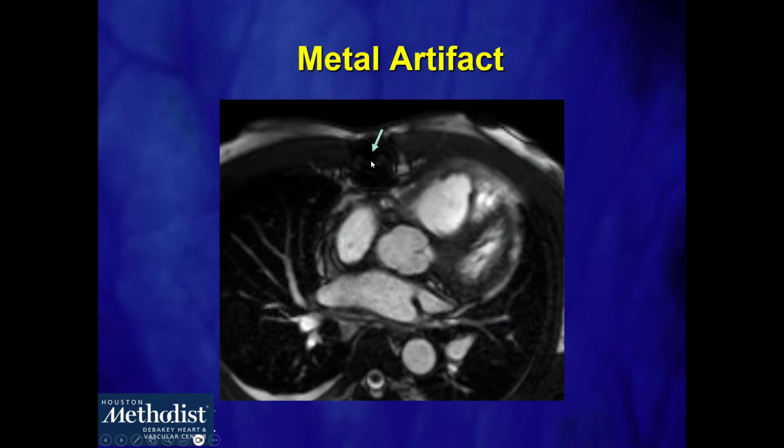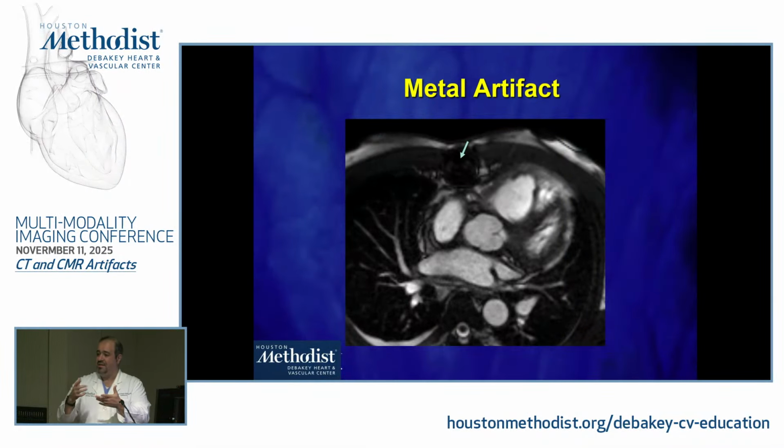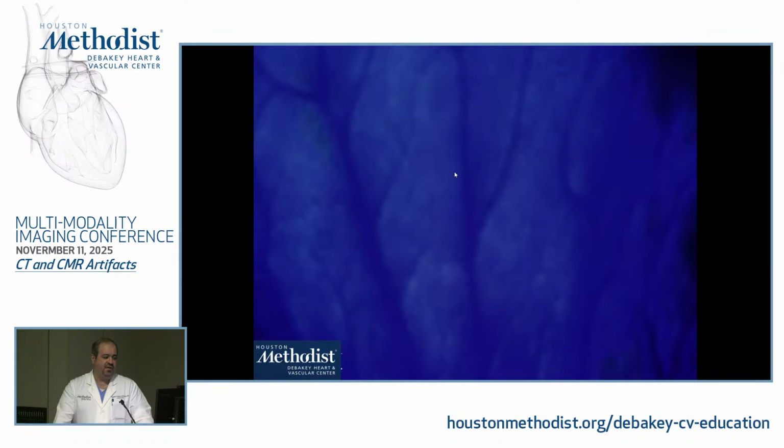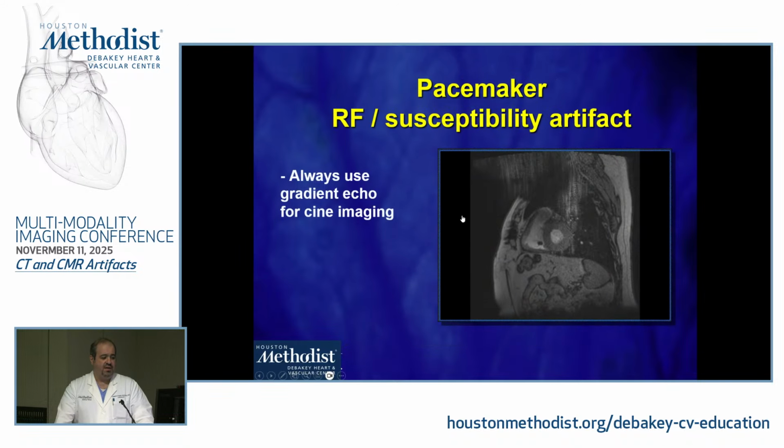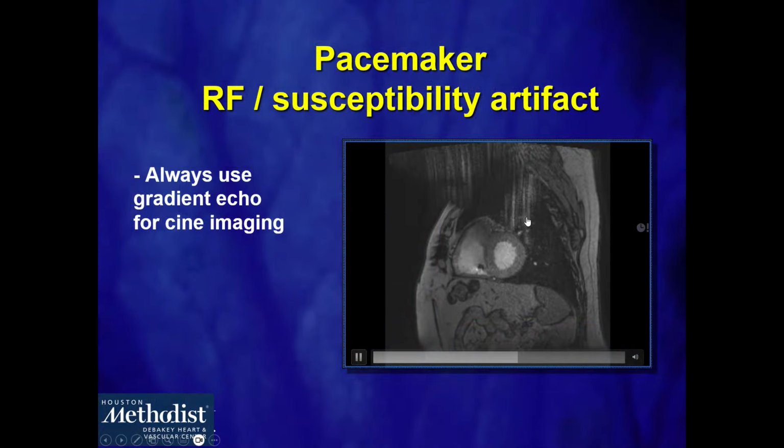Metal artifact. We know that in MRI we generate images from hydrogen atoms as they are subjected to a radio frequency pulse and a magnetic field. They're going to start to spin, while metal does not have any hydrogen atom in it, so it's going to create what we call a susceptibility or signal loss artifact. So this is a patient with sternotomy wires. This is a patient with a pacemaker generator. And you can see how there's a lot of high signal intensities and low signal intensities in those patients.